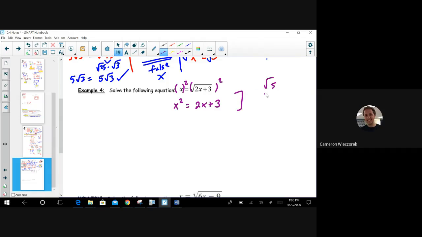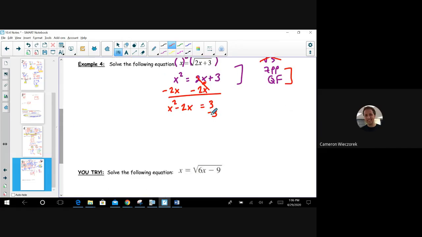Checklist, I got square roots, ZPP, and quadratic formula as my options. I say square roots is out because we have an x term this time, not just x squared. Regardless of which one I choose from the remaining list, I'm going to have to get 0 on one side. So I'm going to subtract 2x from both sides first. It's gone, so I get 3, but I need 0, so I've got to subtract the 3 over as well. So I get x squared minus 2x minus 3 equals 0.